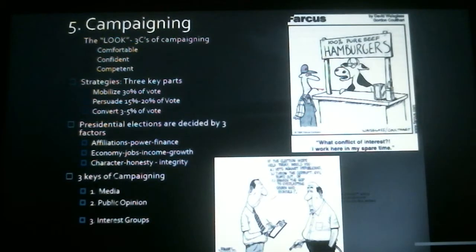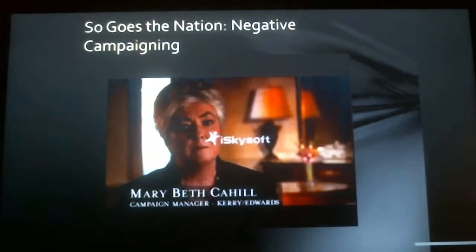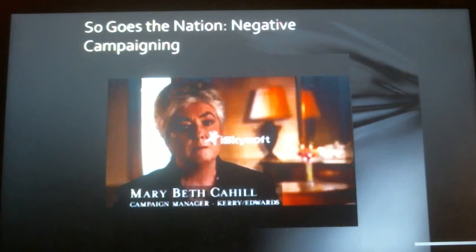Okay, finally, the last three keys then is you got to be able to win the media, you got to be able to win public opinion, and you got to be able to win the interest groups. Okay, and we're going to get into all three of those then. This video is on your worksheet packet. What you need to do is watch it and answer the questions over it, and make sure you get down the information about negative campaigning.